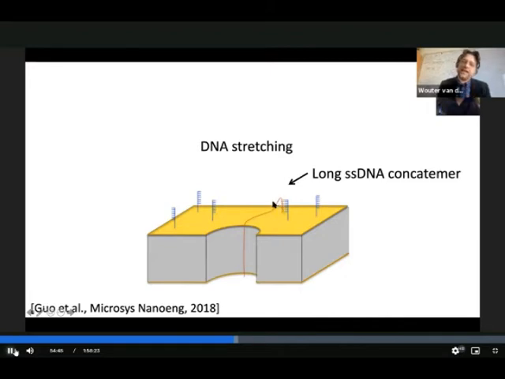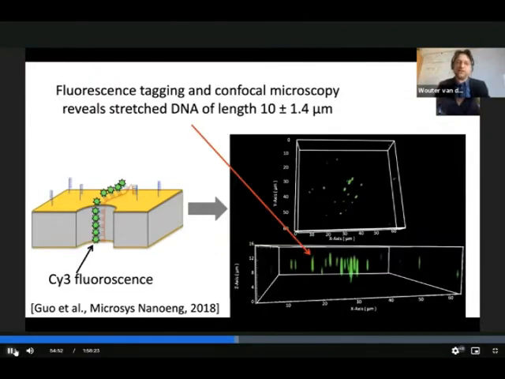I have a long DNA strand that couples from one side of the electrode to the other side of the electrode. I can visualize that by coating them with fluorophores. And here I see, for example, confocal images of these wires. This is the top view, and this is the true view of the membrane. And you can see how wires are going through these 1 micrometer pores.